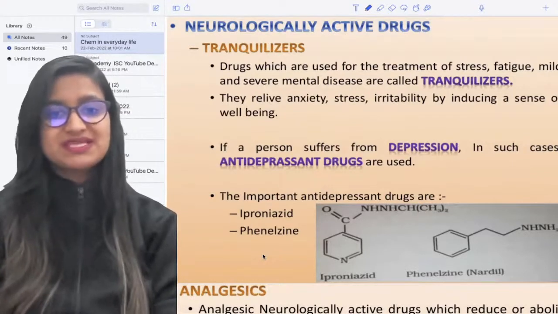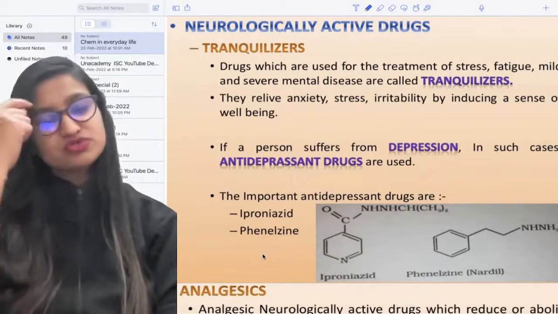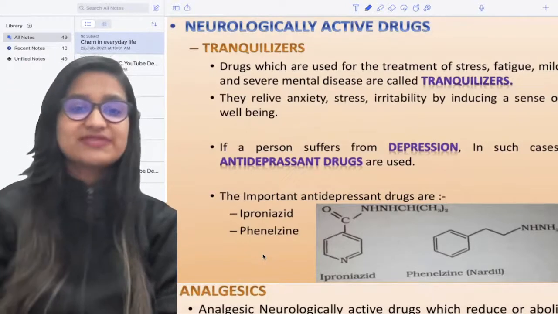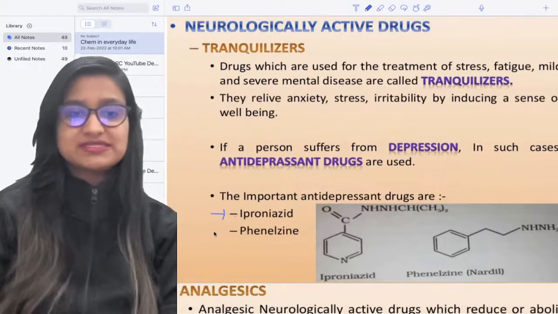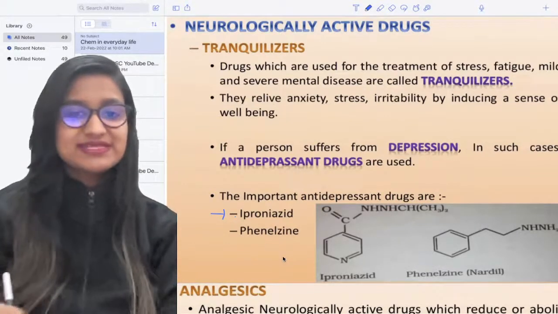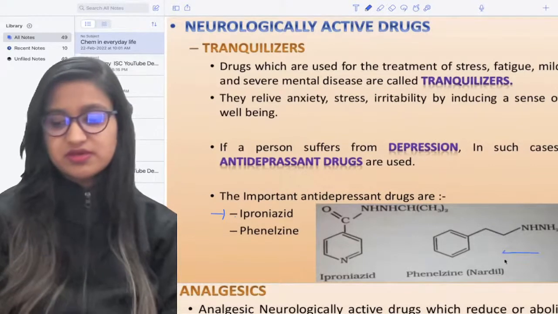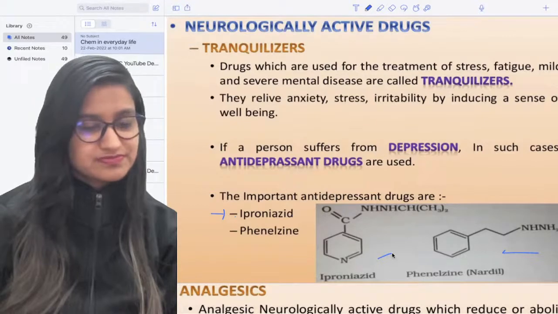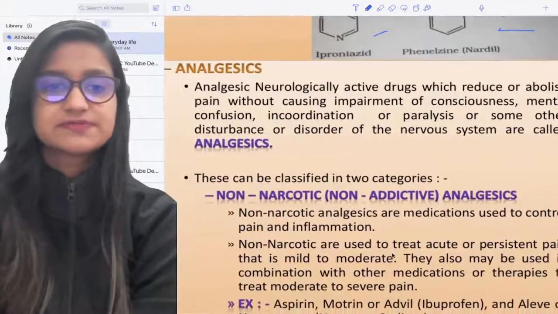If a person suffers from depression, in such a case antidepressant drugs are used. And examples you can see here: one is phenelzine or iproniazid. You can see the structure here of phenelzine and iproniazid. So these are these.